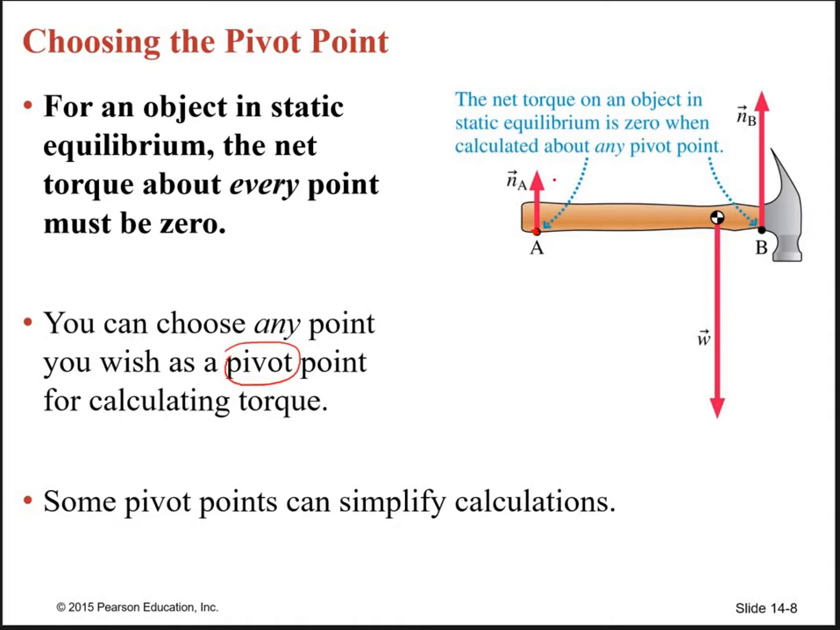That means your calculations are going to be easier, because for any force that goes through the pivot point, the torque due to that force is going to be 0. That makes the calculations easier to solve when you're applying the condition of static equilibrium.